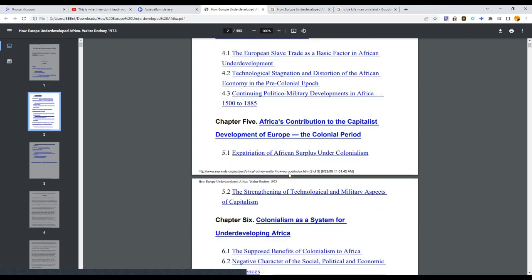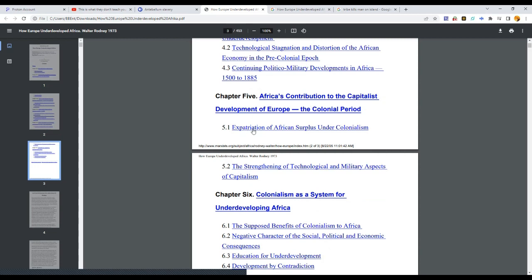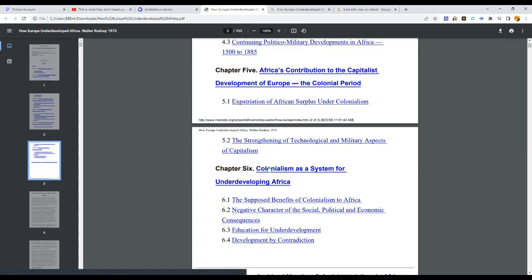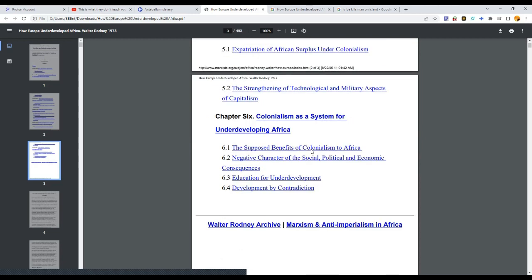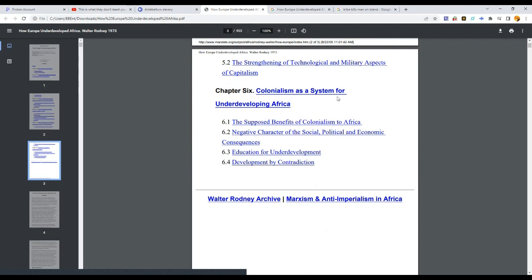Chapter 5, Africa's contribution to the capitalist development of Europe, the colonial period. 5.1, expatriation of African surplus under colonialism. 5.2, the strengthening of technological and military aspects of capitalism. Chapter 6, colonialism as a system for underdeveloping Africa. 6.1, the supposed benefits of colonialism to Africa.